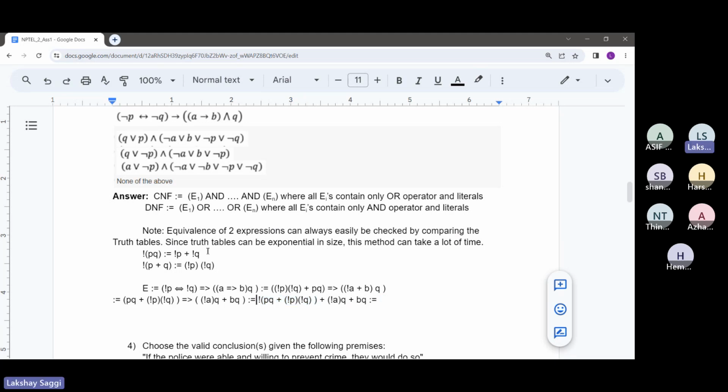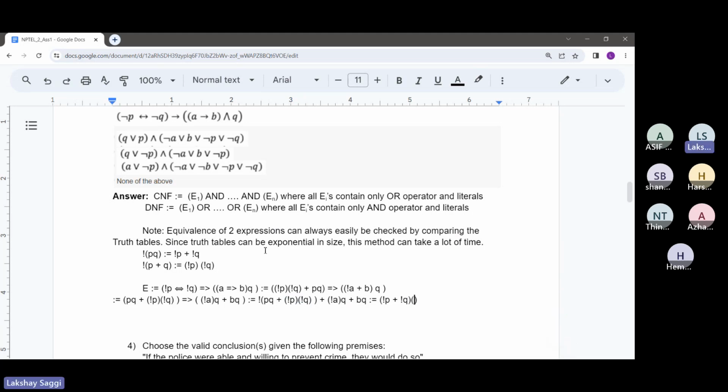So this not of PQ plus not P times not Q can be just written as not of PQ. As we already said, replace all the pluses by multiplications and all the multiplications by pluses. So this PQ will become not P plus not Q. This plus will become multiplication and it will be multiplied with the negation of this.